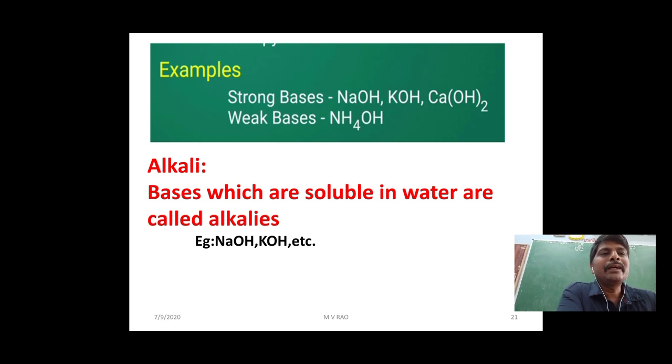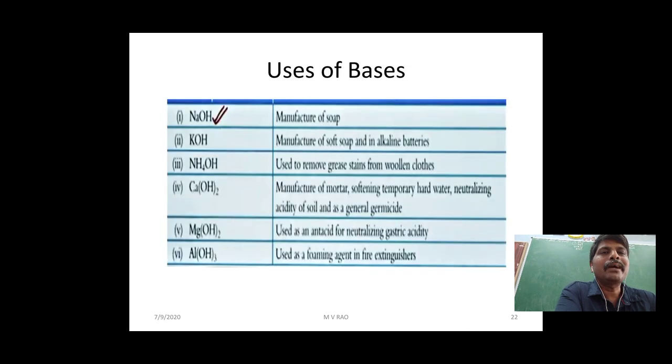That's why in the periodic table, first group elements lithium, sodium, potassium, rubidium, cesium, francium are called alkali metals, because their hydroxides are basic in nature. Bases which are soluble in water are called alkalis. Examples: sodium hydroxide, potassium hydroxide.